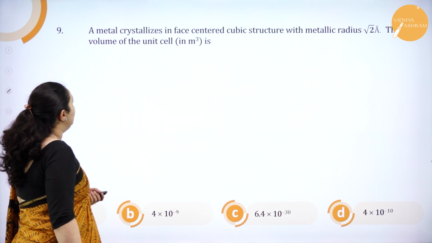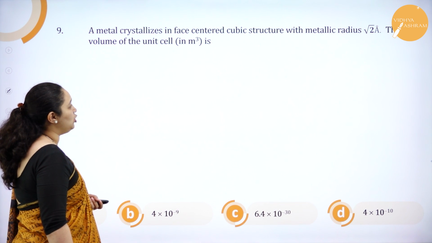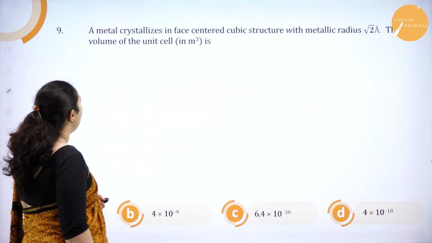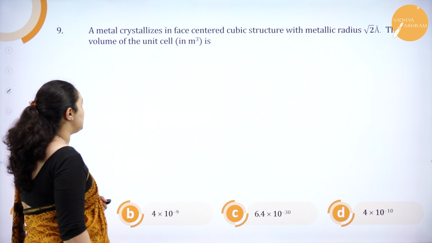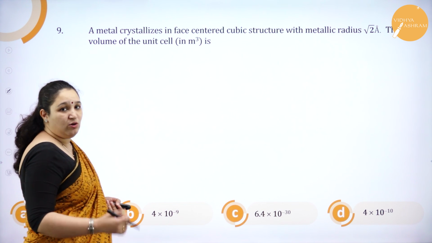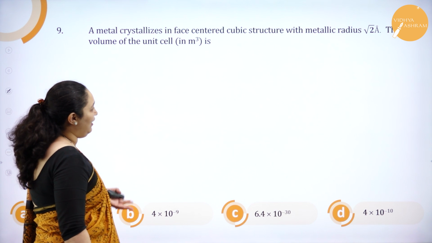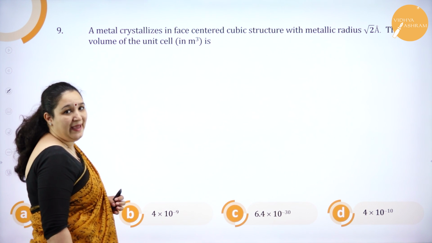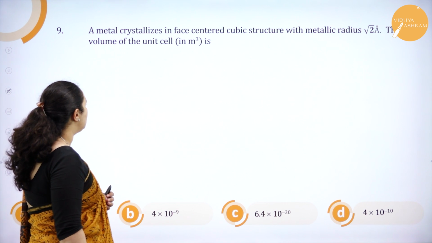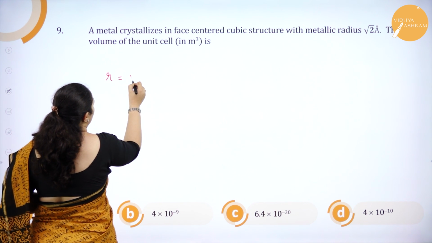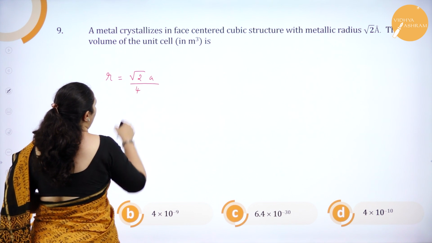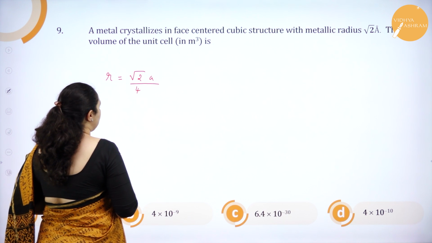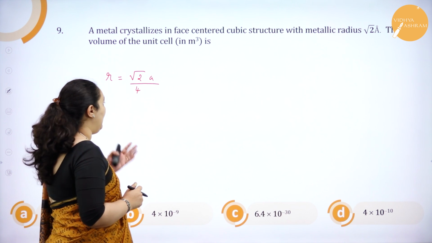Next question. The metal crystallizes in a face-centered cubic structure with metallic radius √2 a0. The volume of the unit cell in meter cube they are asking. So they are asking you to find out volume, that is a cube. So you need to get a, but they have given you the radius which is equal to √2 a0. So how do you actually solve this? r is equal to √2 a by 4. This is the formula, or I can also write it as a is equal to 2√2 r, and I can solve.